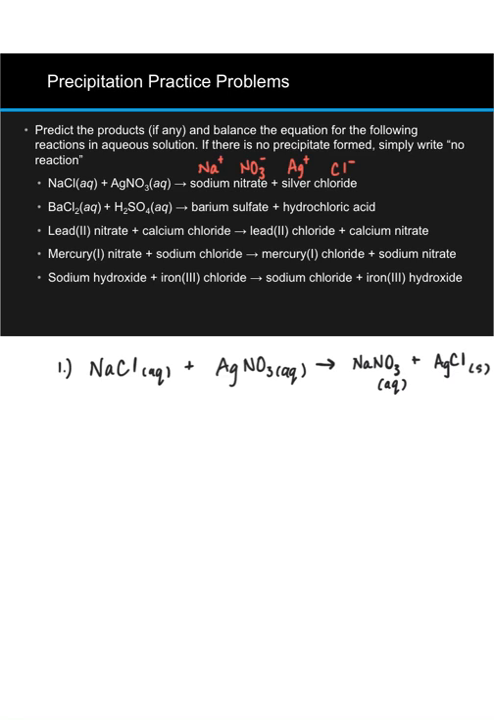For reaction number 2, barium chloride reacts with sulfuric acid, H2SO4, both of which are soluble in solution, to produce barium sulfate and hydrochloric acid. Barium sulfate must have a chemical formula that comes from barium with a 2 plus charge and sulfate with a 2 minus charge. Barium sulfate just needs one barium for every one sulfate.